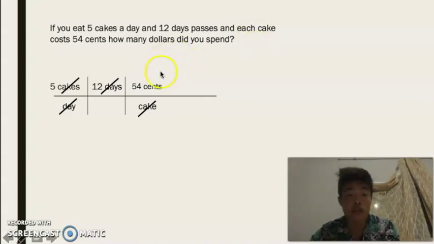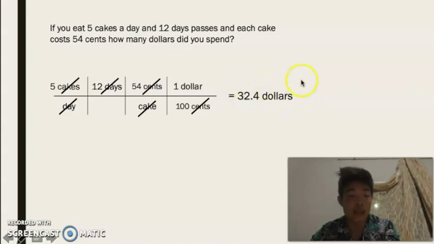So we're going to use a conversion factor that changes cents to dollars. We know that $1 is 100 cents. So we can use this conversion factor to get to our desired final unit, which is dollars. And the unit cents cancels out. So as you can see, we started with the unit cakes, but through these conversion factors, we have reached our desired unit dollars. And when we calculate this, we get our final answer, which is $32.4.